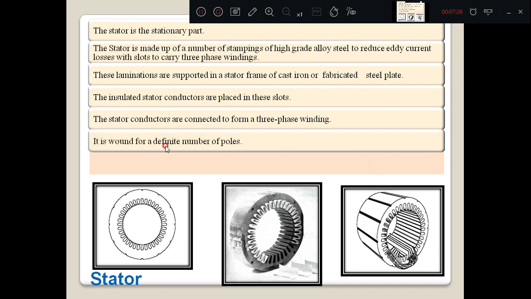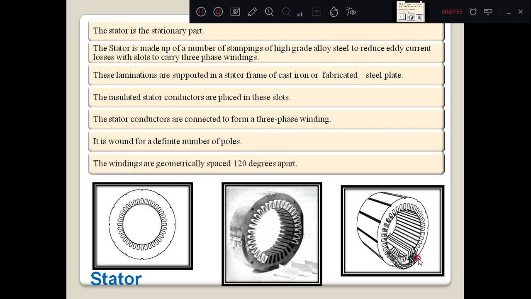It is wound for a definite number of poles. This winding is wound in such a way that it is wound for a definite number of poles. This is about the stator. It is very simple. It is a stationary part. It is made up of laminations, and it's in these slots you are placing the conductors. These conductors are wound for a three-phase winding.